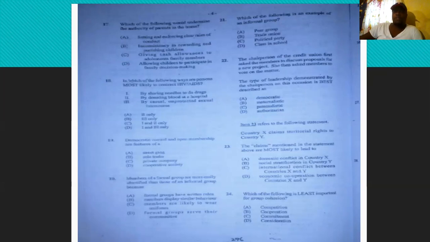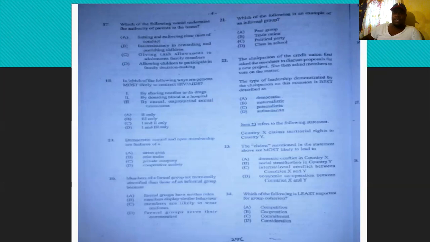Number 22, the chairperson of a credit union first asked the members to discuss proposals for a new project. She then asked members to vote on the matter. The type of leadership demonstrated by the chairperson on this occasion is best described as A, democratic; B, some formalistic, something like that, I can't say this properly; C, paternalistic; or D, authoritarian. Type of leadership is A, democratic. Right, government for the people, by the people. So she asked opinions and she took those opinions into consideration. So that's democratic.